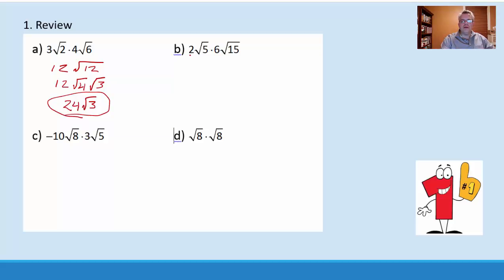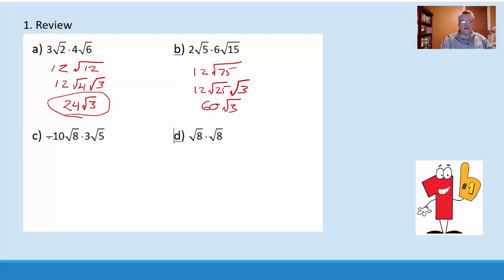Okay, let's do this one. If we multiply the integers, 2 times 6 is 12. And 5 times 15 is 75. So it's 12 times the square root of 75. 75 can be simplified though. So this is 12 times the square root of 25 times the square root of 3. Usually I don't write this step, I just think square root of 25 is just 5, and 5 times 12 is 60. And then it's still times square root of 3.